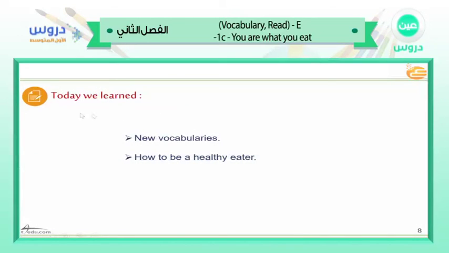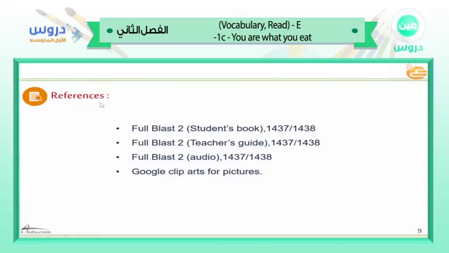Okay, so this is the end of our lesson. Today we learned the first thing, new vocabulary. The second thing, how to be a healthy eater. Those are the references that we used. Student book, teacher's guide, audios for Full Blast +2. Okay, and also Google Clips. You can use them to help you in studying.